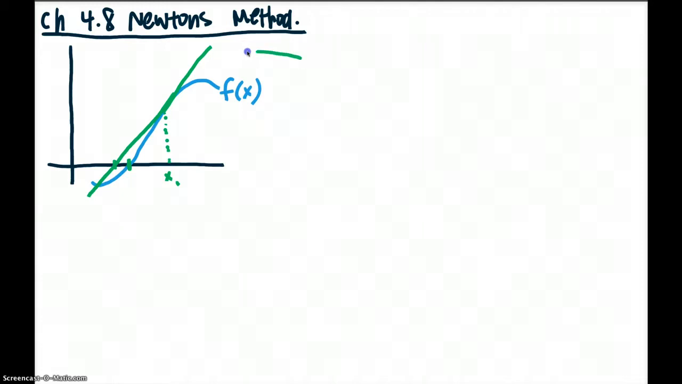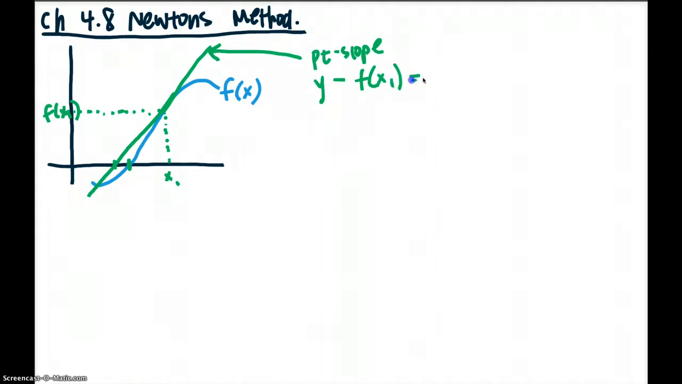So the first thing I'm going to need is the equation of this tangent line at x sub 1. And I'm going to use the point slope form. Point slope tells me y minus y1, which is going to be the output here, which is f of x sub 1, is equal to the slope, which is f prime at x sub 1, times x minus x sub 1. Okay? So that's the general equation of this line.